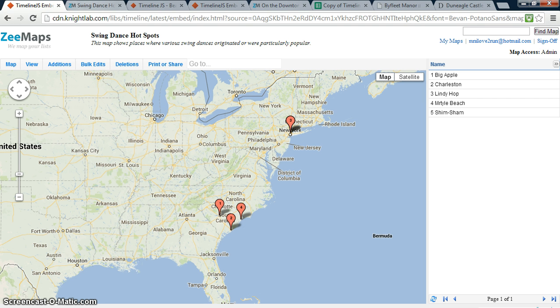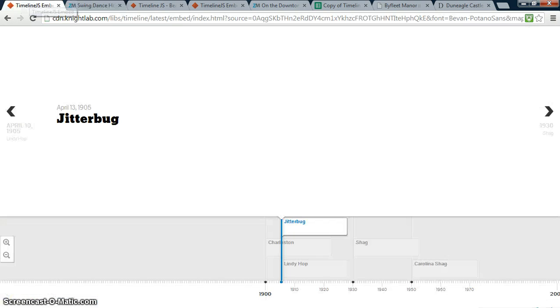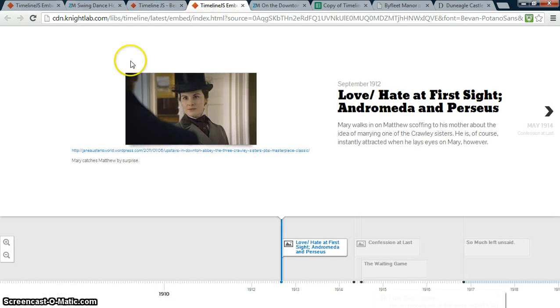But let me show you my initial map. My initial map was showcasing swing dance hotspots, as I call them. These are just different places in America, primarily on the East Coast, where different types of swing dances were invented and or popularized. The information that I found on the history of swing dance was not as great in quantity as I had hoped, or in quality really. And so I ended up changing my topic because I didn't think I was going to be able to fill out the timeline, especially as much as I wanted to. So I switched my topic to Downton Abbey.